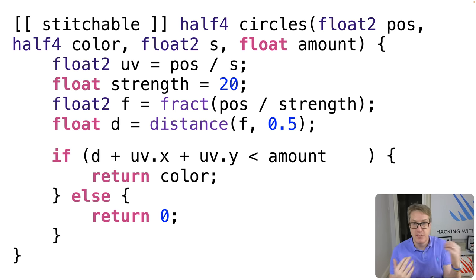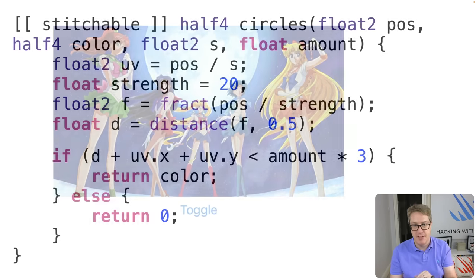So we have D, distance, which is approximately between 0 and 1, not exactly because it's a distance. And we have X and Y, which is 0 to 1. So potentially we have 0 to 3 being used here. Our amount value is 0 to 1 currently, so we're going to multiply that by 3 to get 0 to 3. And now we get this effect here.